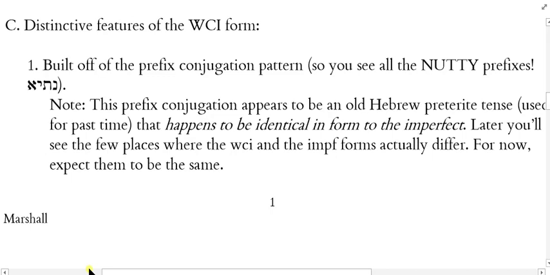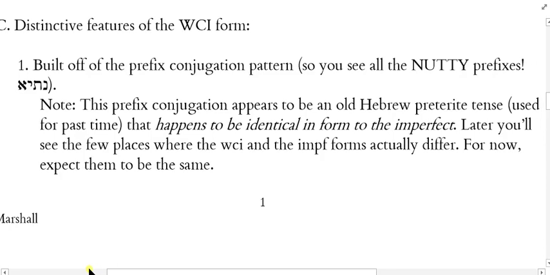All right, so going down the handout, point C here are the distinctive features of the WCI or the Vayiktal form. I mentioned a little earlier that sometimes I'm weak in the knees in terms of wondering how I should label these, and so I do bounce back and forth between calling them WCIs and Vayiktals. Vayiktal seems to be where most people are moving in terms of how they label these. Okay, so what are the distinctive features?